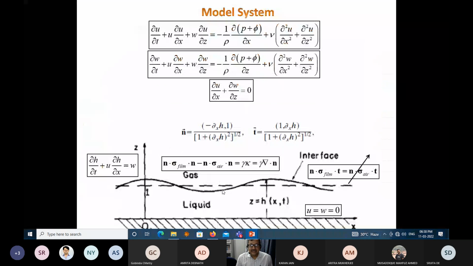At this particular point, how do I get a normal? Anybody can tell me, how do I get a normal here? This normal vector, how do I get it? If h is the height, what is my normal? Gradient of h divided by modulus of gradient of h. This is my normal.